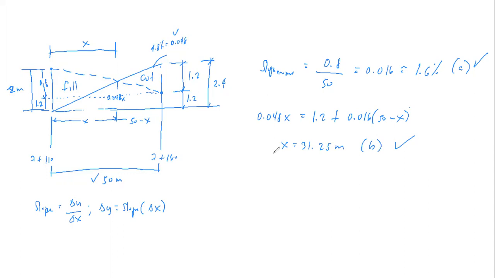Now, to answer part C, stationing again. The stationing of point x is equivalent to the station of our first station, 7 plus 110, plus the value of x. Again, this is in kilometers and this is in meters. So simply add this 110 and x. This gives us 7 plus 141.25. So this answers part C.